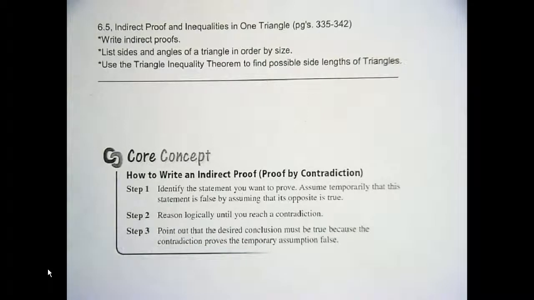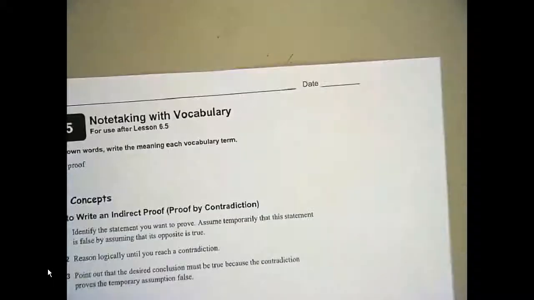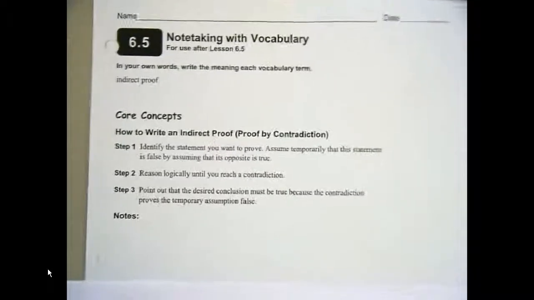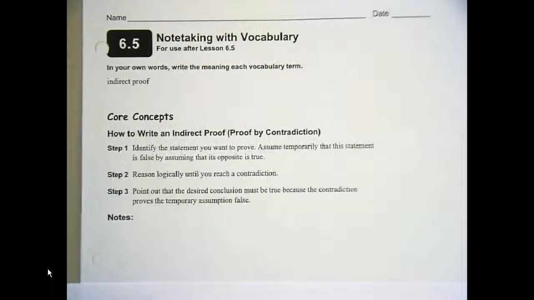On page 186 of your student journal, you actually have some notes on this, so you may want to take a look at those. I'll put those up there. Okay, but how to write an indirect proof or a proof by contradiction. I want you to read through those and try to figure out what it's saying. Make some notes to yourself. We'll go through it here in a second.